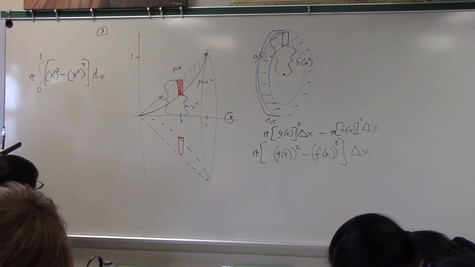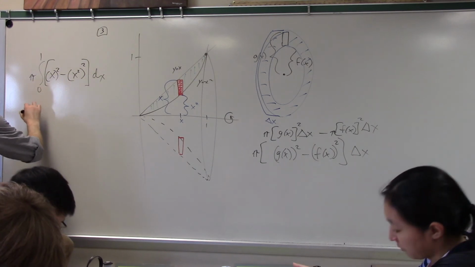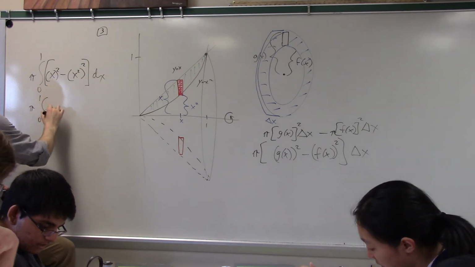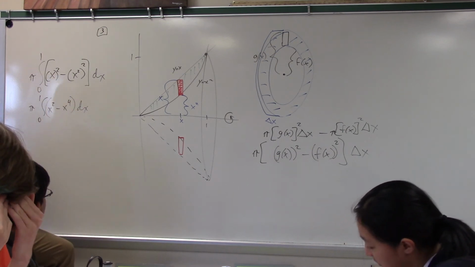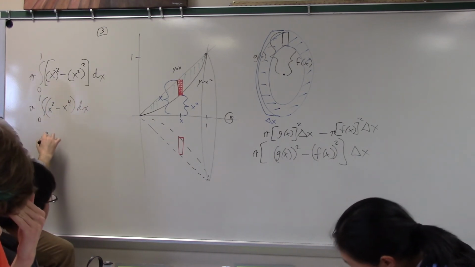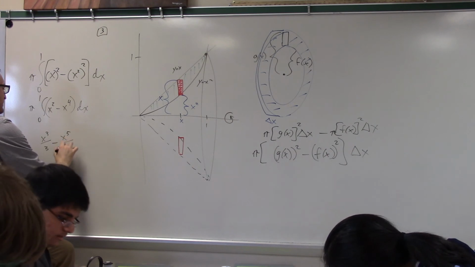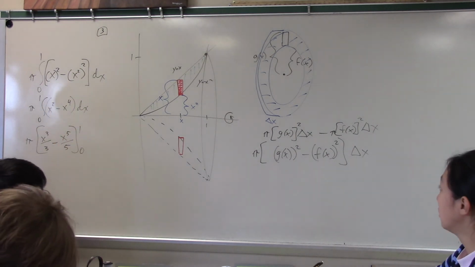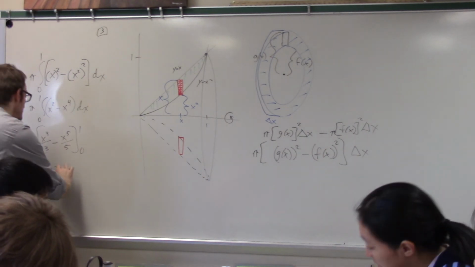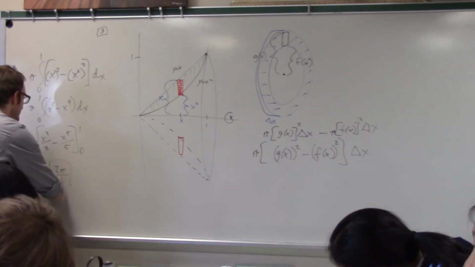Okay, so now we just have to do this integral. So I don't know, do it really fast. What do you get? 2 pi over 15. Is that true? Yeah. Okay, good. So x cubed over 3 minus x to the 5th over 5, there's a pi out here, from 0 to 1. So it's a third minus a fifth. That's 2 pi over 15. Okay, good. You guys feeling good about this?